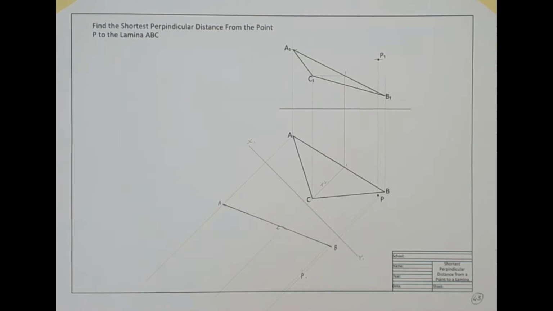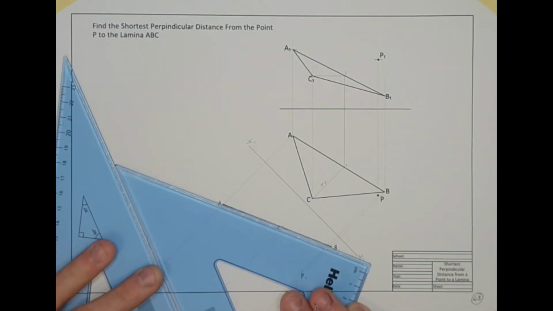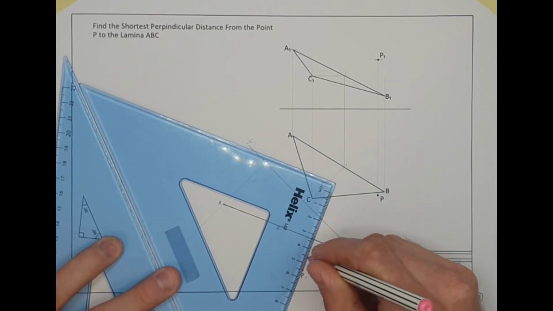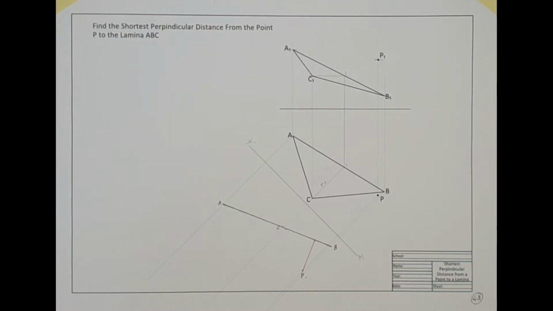So I'll just drop that in there with a different color for now. I'll use sliding set squares to do this. I'll set the angle of the line ACB right there, which is the edge view of the plane, and I will drop in my perpendicular distance. So there we have it: the shortest perpendicular distance from the point P to the lamina ABC.